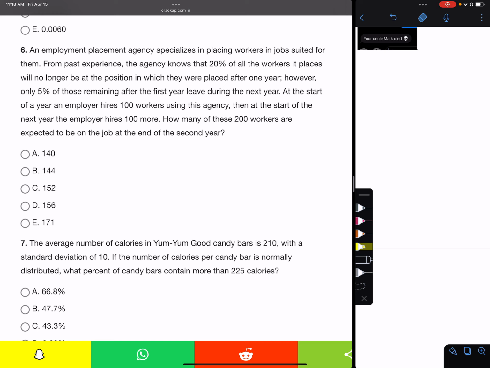Okay, so 20% of all the workers will no longer be in the position. 5% of those remaining, bro, this is like some math gymnastics. Yeah, it requires actual mental effort.